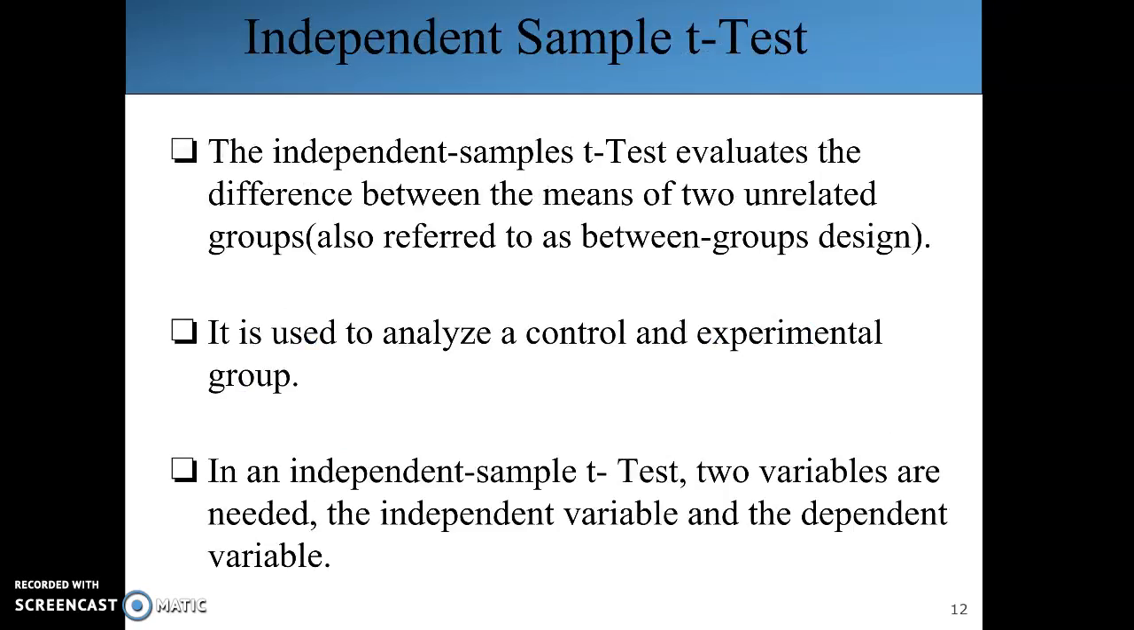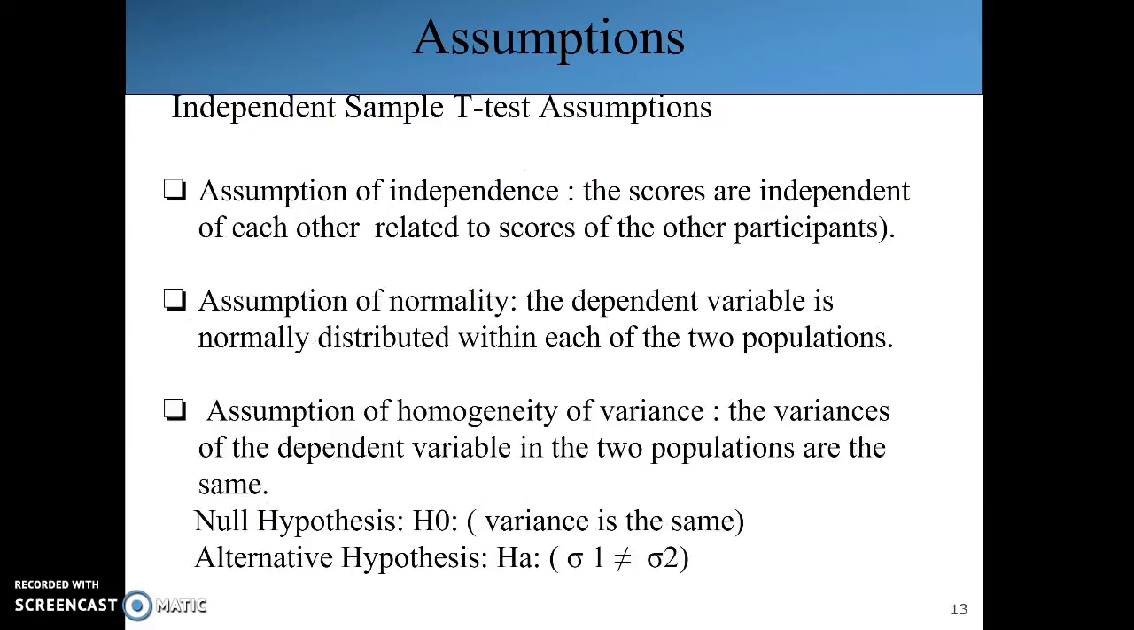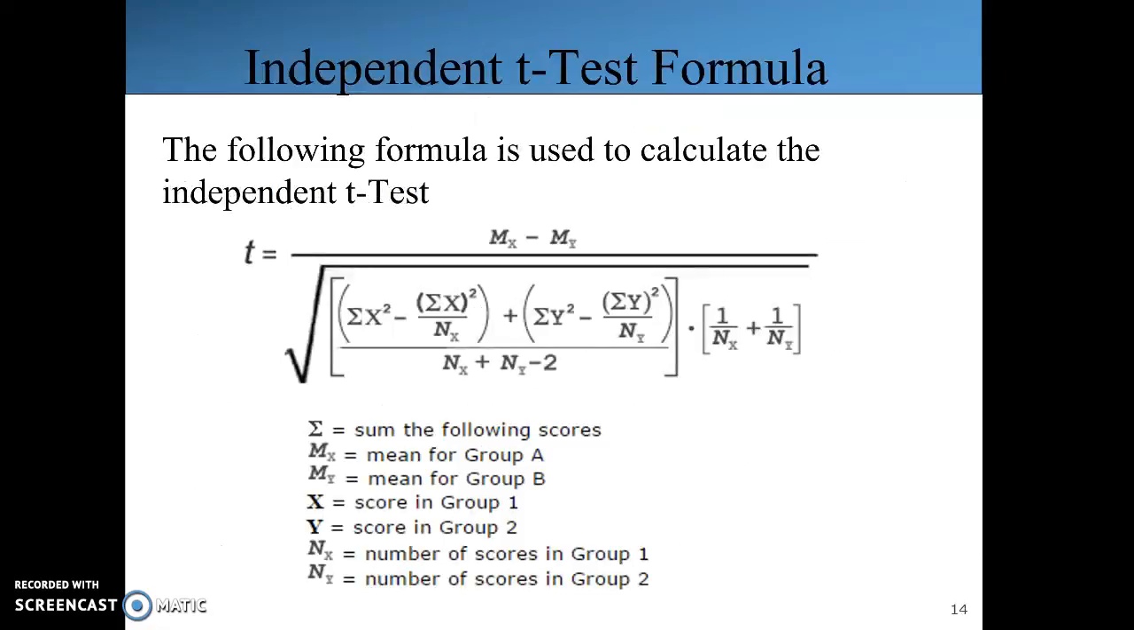The independent sample t-test evaluates the difference between the means of two unrelated groups. It is used to analyze a control and an experimental group. In an independent sample t-test, two variables need to be present, one independent and one dependent. There are some assumptions that need to be made for the independent sample t-test: the assumption of independence, the assumption of normality, and the assumption of homogeneity. The independent t-test formula is as follows.